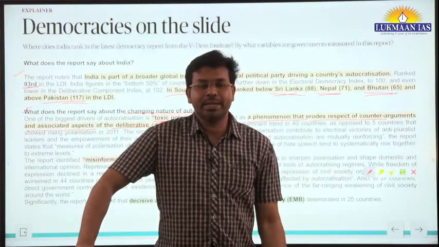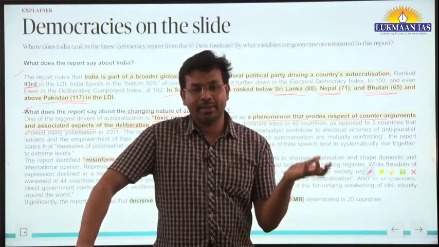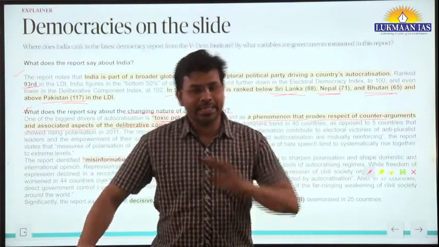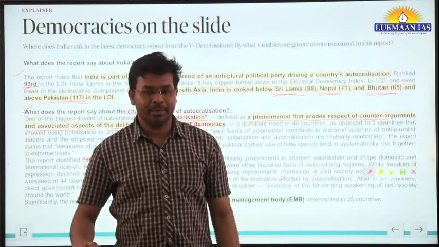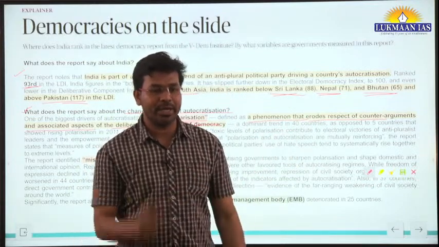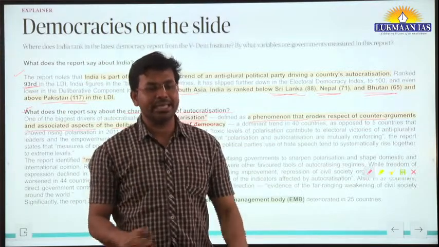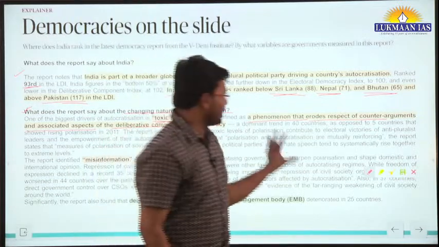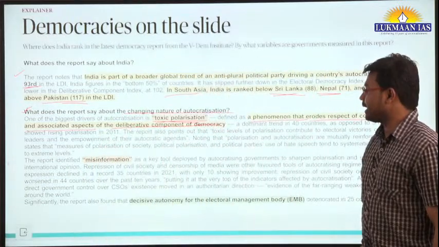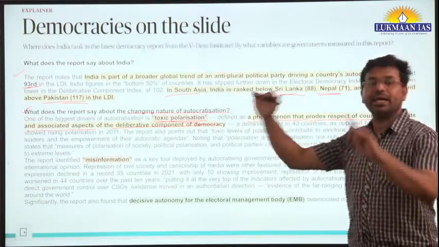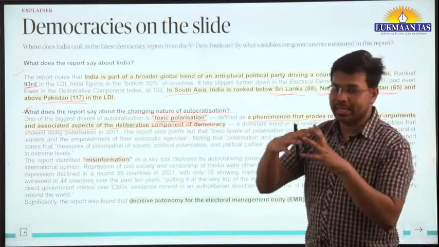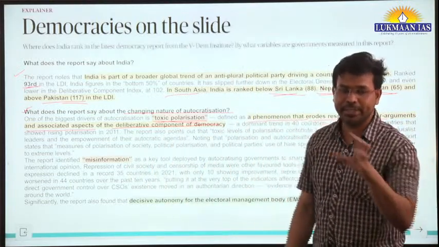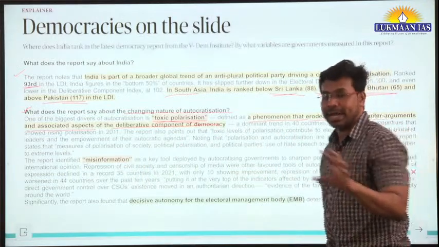There have been multiple cases where people who raise their voice are booked under the National Security Act and sent to jail. They are booked under UAPA, the Unlawful Activities Prevention Act, meaning they are classified as terrorists, as anti-nationals. So this is known as toxic polarization. This is one form of polarization. The other form of polarization is dividing society on the basis of religion, caste, and class.